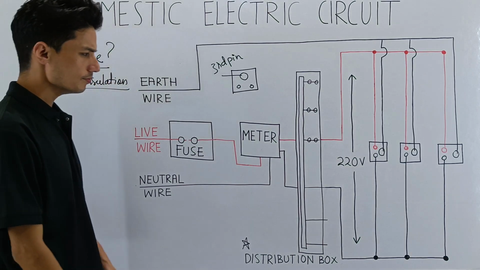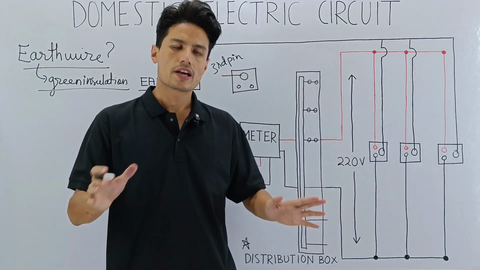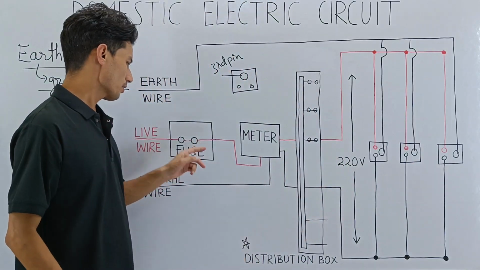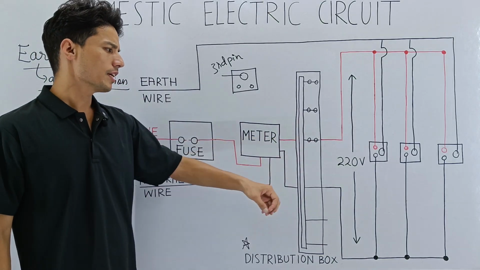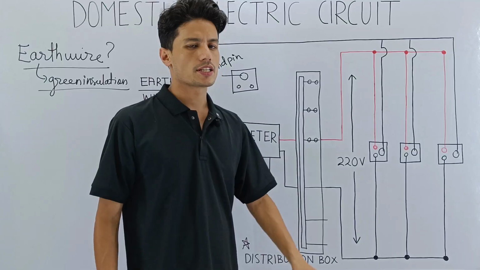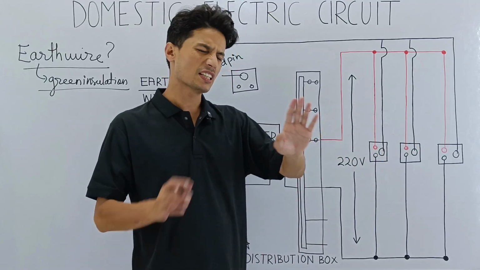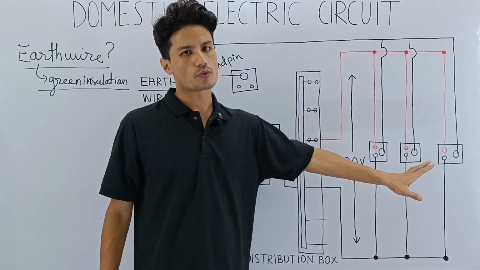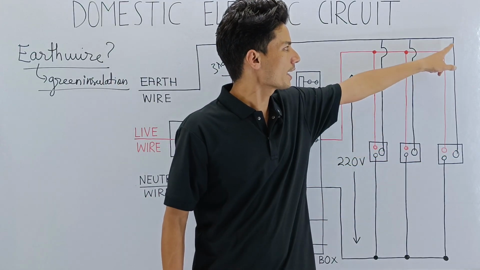And then remember, my dear students, that the earth wire has got no relationship with the live wire or the neutral wire. It doesn't affect the live wire, it doesn't disturb the live wire. It has got nothing to do with the live wire and the neutral wire. Its connection is done externally.